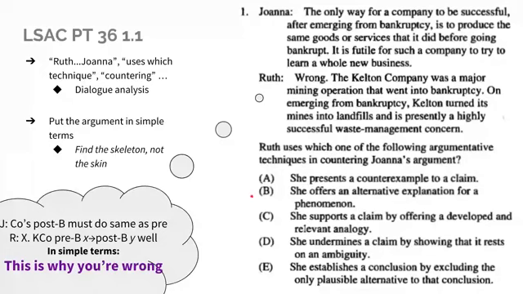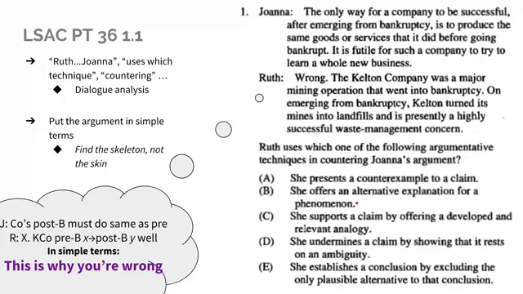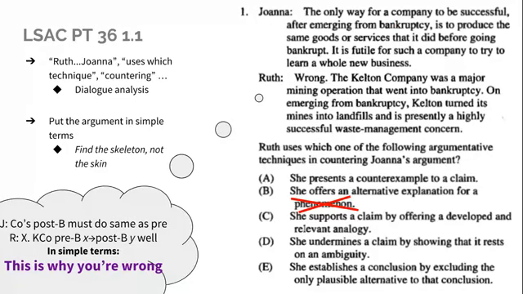Let's check the other answers. B: She offers an alternative explanation for a phenomenon. There's no phenomenon being discussed here, right? All we see is that companies should do the same thing. A phenomenon is sort of an unexpected occurrence. So we can cross that one off in our mind.